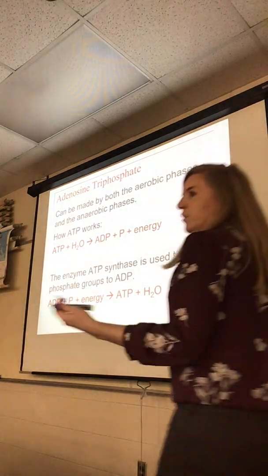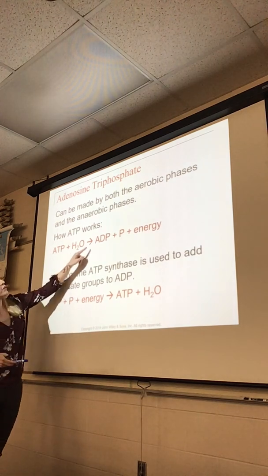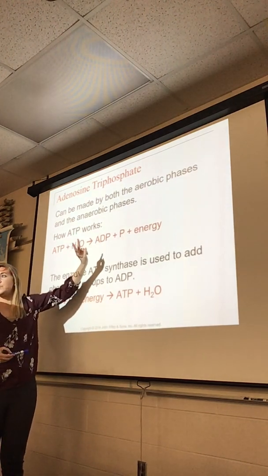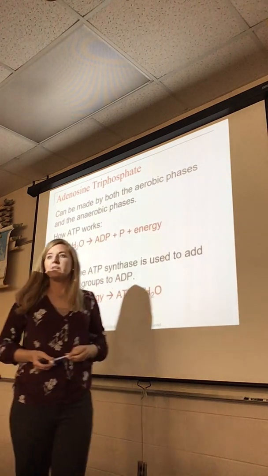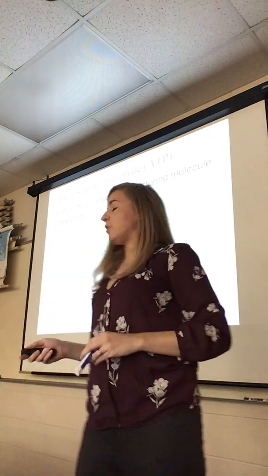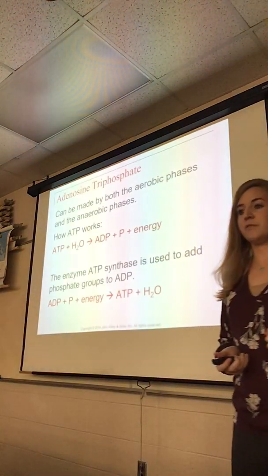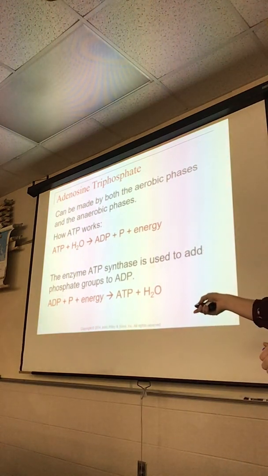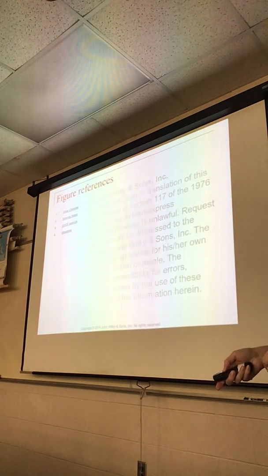If you add water, which is again hydrolysis, what we add to break down bonds, you can break it into ADP, which is adenosine diphosphate, it has 2 phosphates now, plus phosphate plus energy. So breaking off a phosphate group releases energy that your cell can harness and use for other things. Adding energy to ADP and phosphate sticks it together and makes ATP. So that's how your cell makes it.